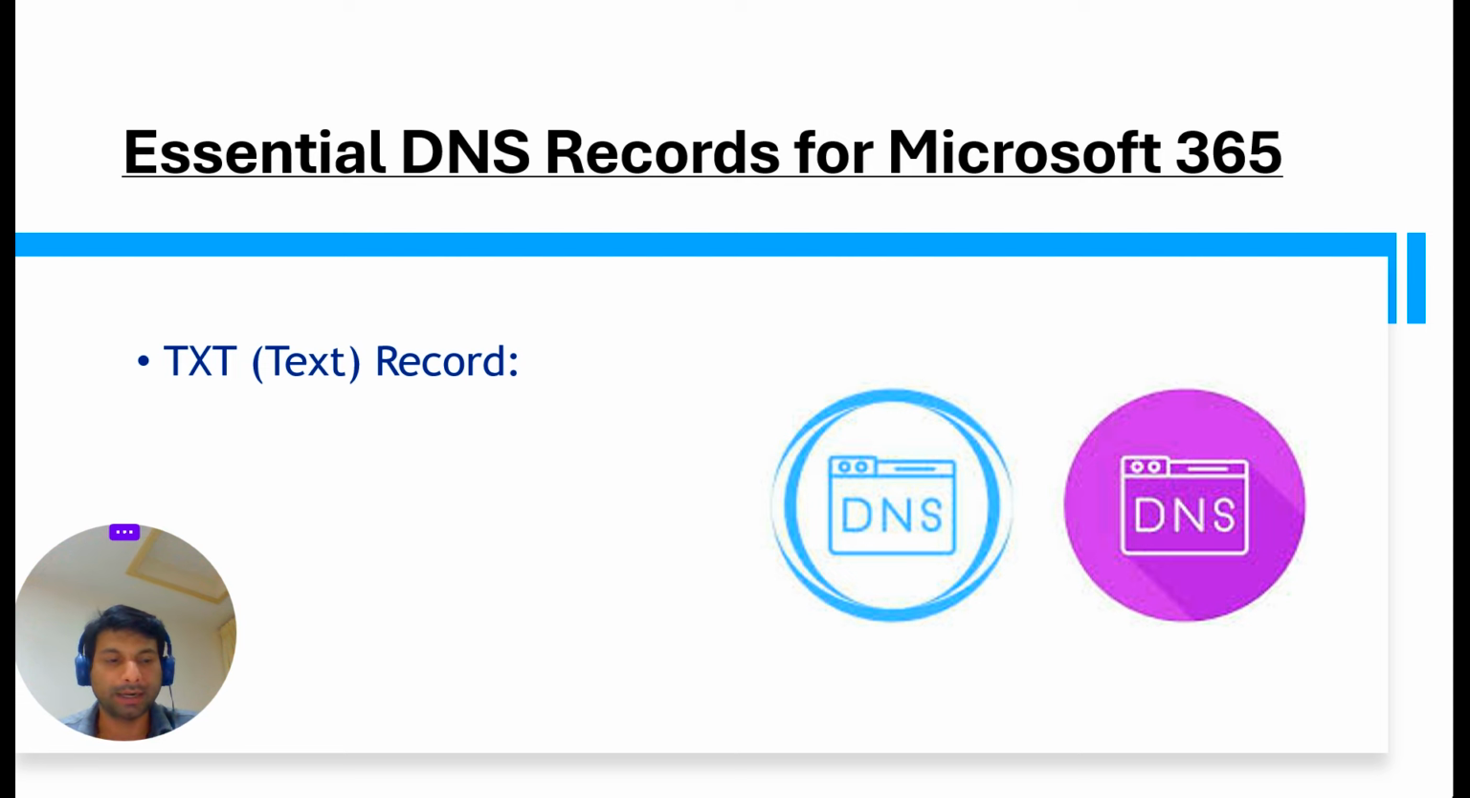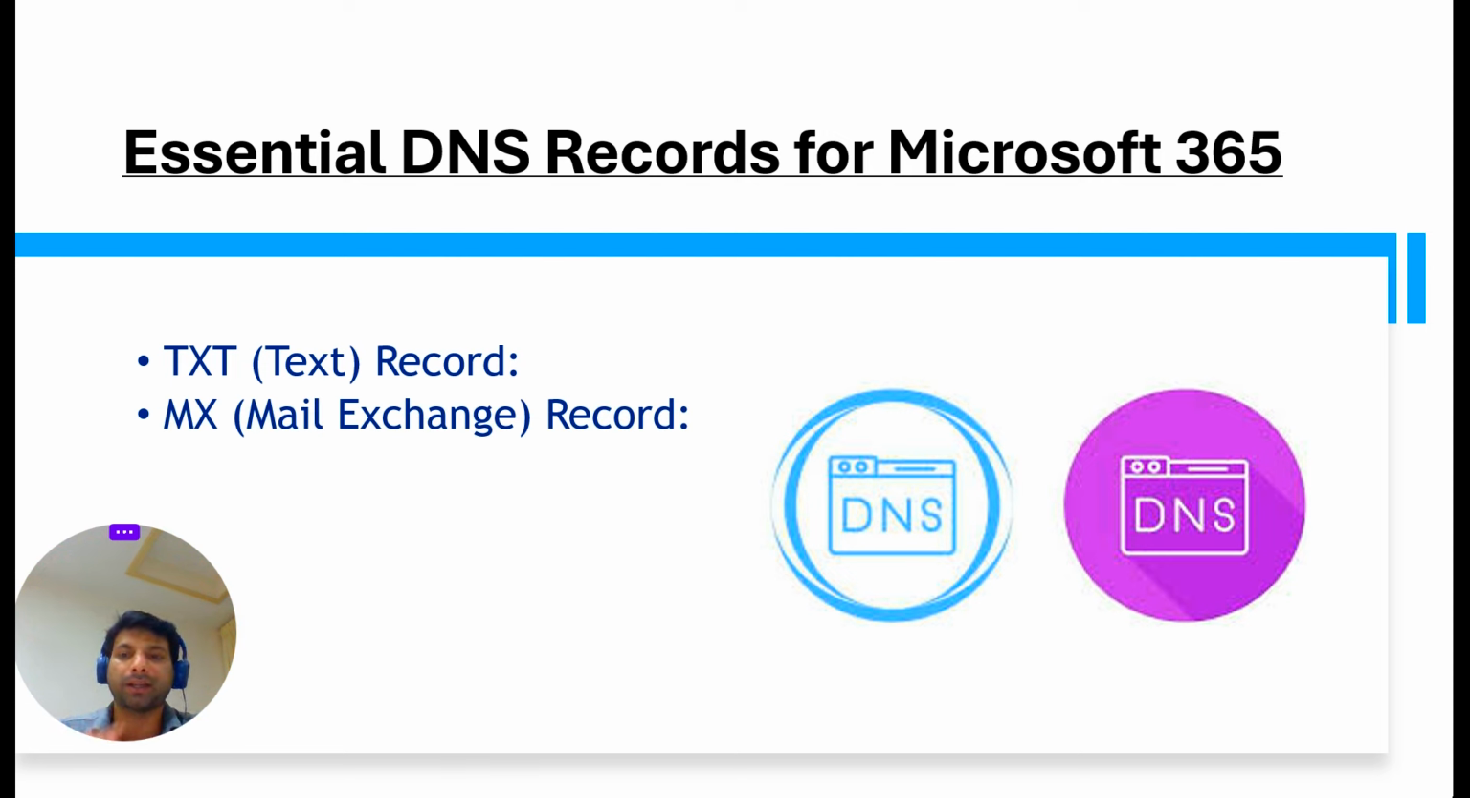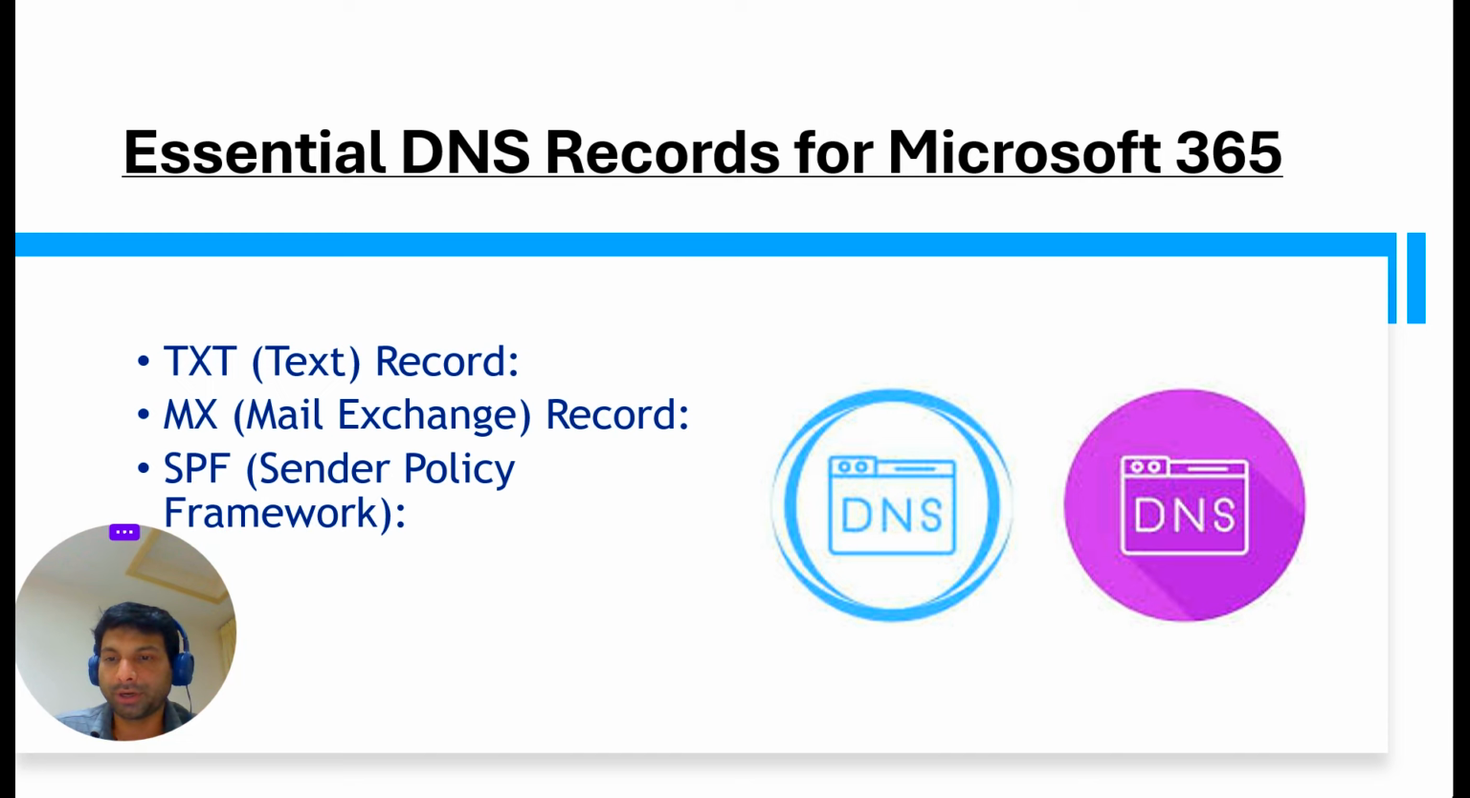All right. And the second record is nothing but the MX record. The purpose of the MX record is to direct email to the correct server responsible for receiving emails for your domain. The other important record is the SPF record, Sender Policy Framework. As I told you just before, it is part of the TXT record. SPF specifies the IP addresses and the domains authorized to send emails on behalf of your domain. The SPF record prevents email spoofing.